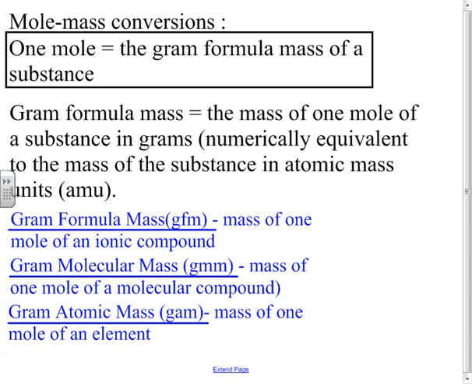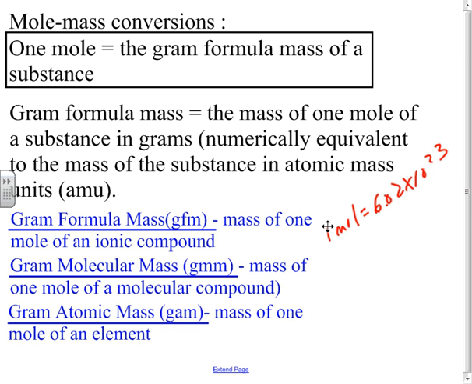mass of 1 mole of a substance in grams, and that's numerically equivalent to the mass of the substance in atomic mass units. Here there is no one set number. If you remember moles and particles, we always said 1 mole equals Avogadro's number, or 6.02 times 10 to the 23rd representative particles. But every different substance has a different mass, so there's no one set number. We'll figure out how to calculate it in just a minute.